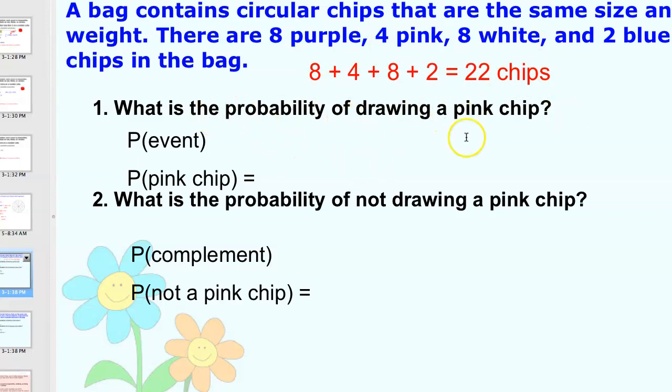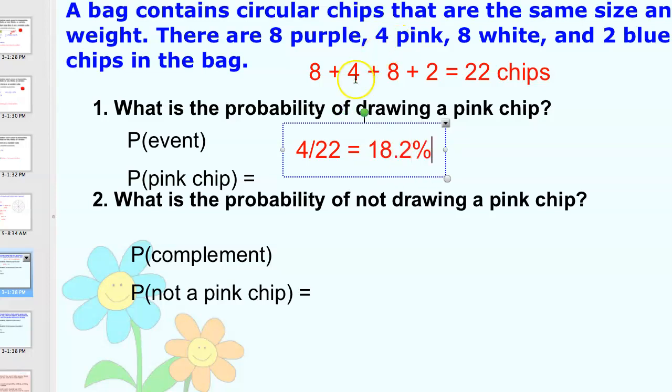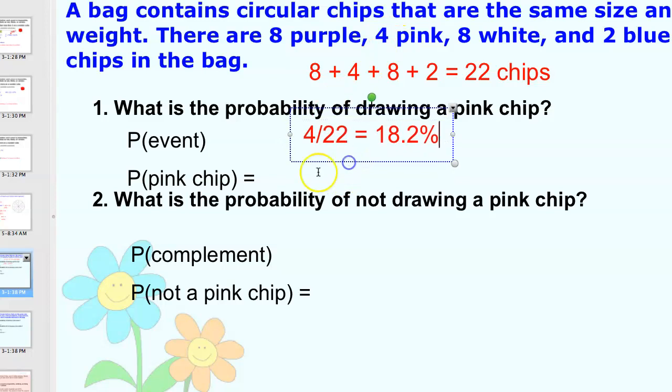So I want to know the probability of drawing a pink chip. So we would write that as P, pink chip. So the probability of drawing a pink chip. So there's 4 out of the total, which is 22. So that is 18.18, sorry. So we would just round that to 18.2%. And I also want to simplify this fraction. That's not simplest form. So I can divide both of them by 2, and that's 2/11ths. So 2/11ths would be my simplified fraction, and 18.2% would be my percent. So I could write it either way.